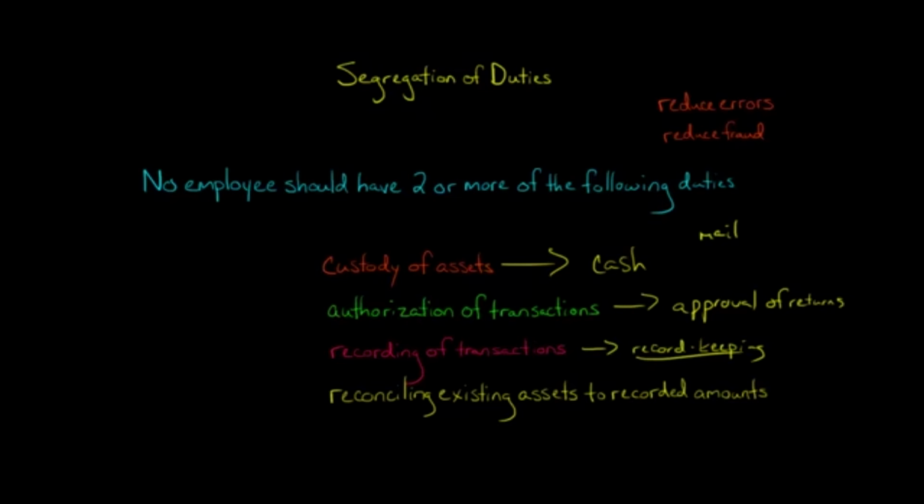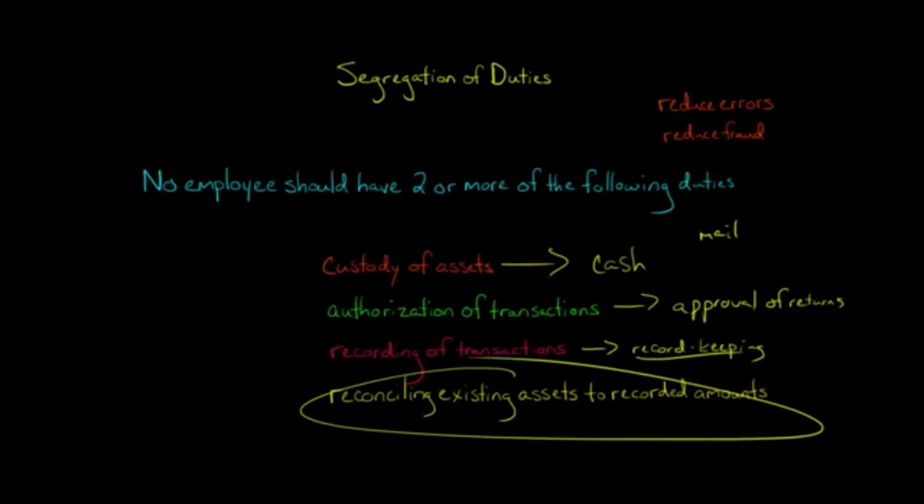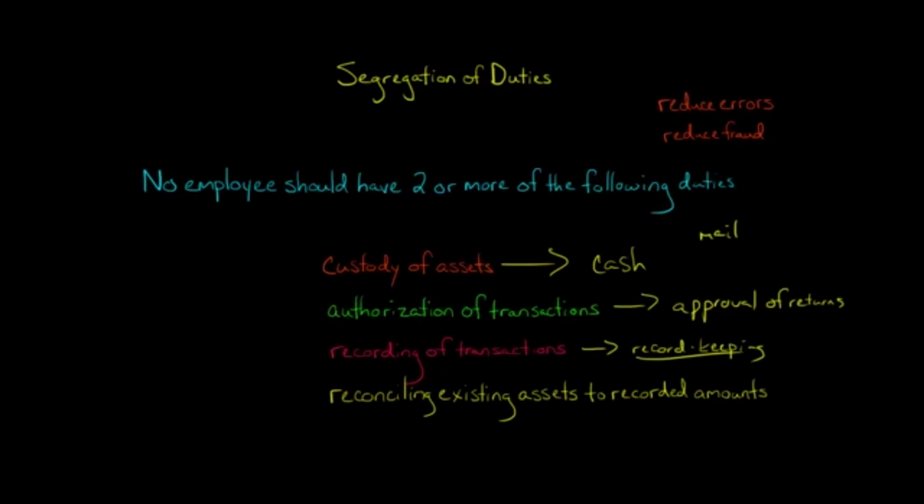And then the final duty is reconciling existing assets to recorded amounts. So periodically going and saying, okay, let me count the assets and see if that matches what we have on the books. So we do not want any employee at the company to be able to do more than one of these at the same time.